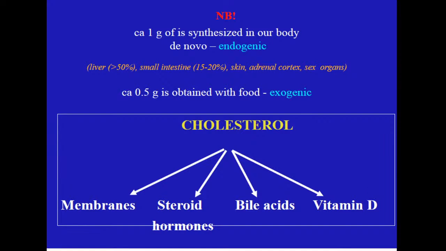Please fix somewhere that nearly 1 gram of cholesterol is synthesized in our body, so-called de novo, from something else, from acetyl-CoA. And this cholesterol we will name endogenic. More than half of this quantity is synthesized in the liver, 15-20% in the small intestine, and other cells also participate, like skin, adrenal cortex, sex organs, all other percentage for them.